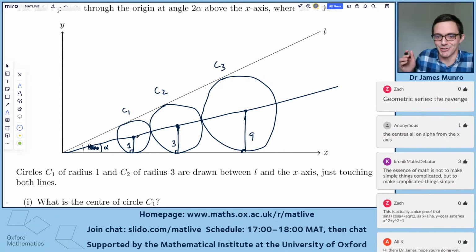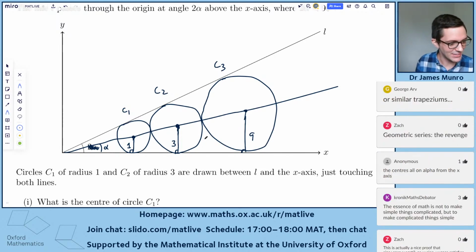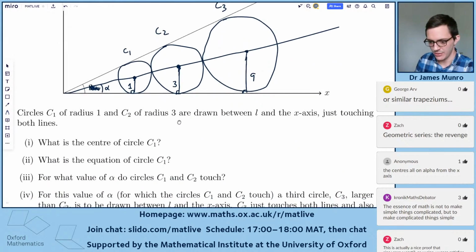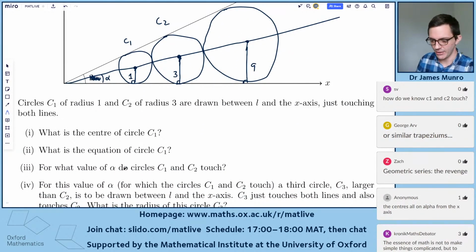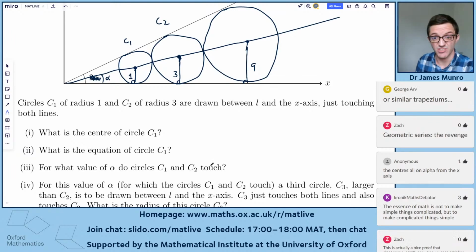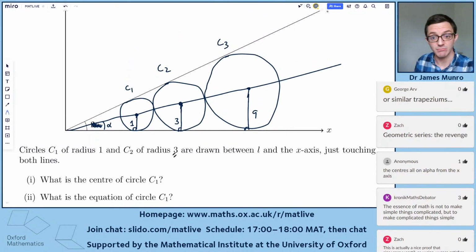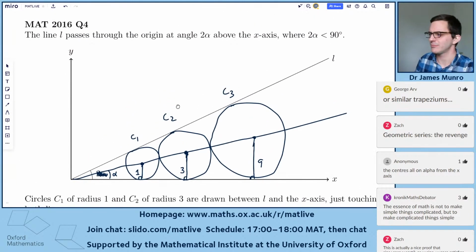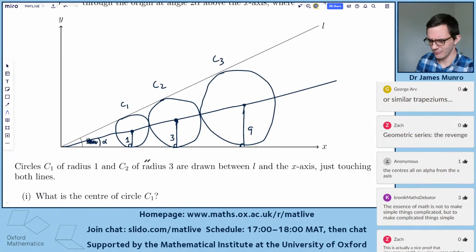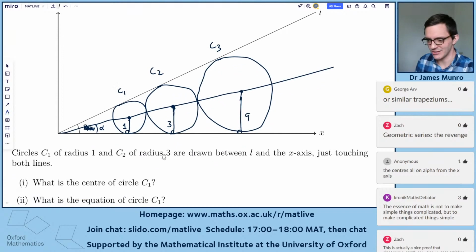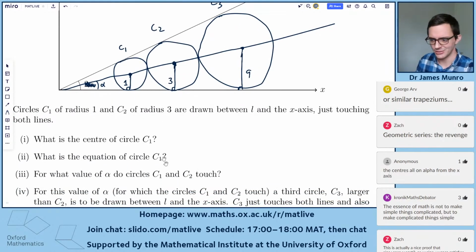George wants to use similar trapeziums. Fine, okay. There are some trapeziums in here, aren't there? Very nice. How do we know that C1 and C2 touch? I think we're told to work out the value of alpha such that C1 and C2 touch, which is something that happens during this question. So I've drawn them touching. Earlier on, I think we're not told that. Earlier on, they're just 2 circles. But then as soon as C2 comes into the question, we're told that it touches C1. So I've drawn it touching C1, as if it always was.